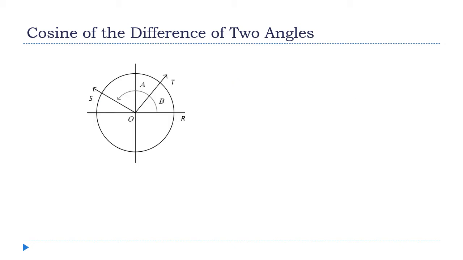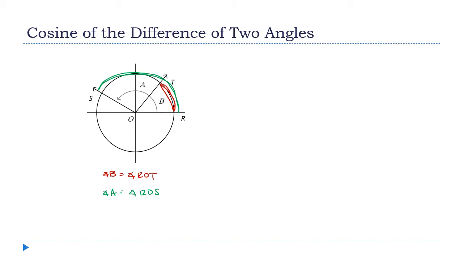I'm going to start with this diagram, and I've got these two angles, and let me clarify what these angles are. This angle here is B, so angle B is angle ROT. It's that smaller angle there. And angle A is the whole thing here. So angle A is angle ROS.